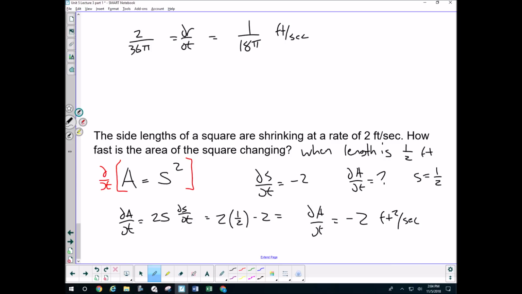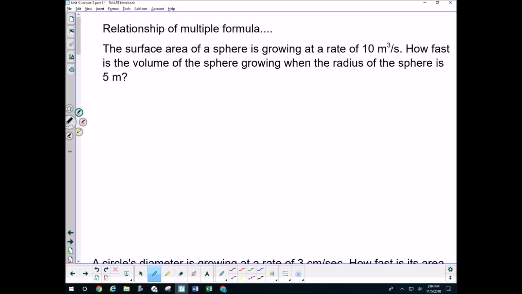Okay. Next question. Upping the level of difficulty, we're going to be dealing with multiple formulas. Talking about the surface area of a sphere growing at a rate of 10. This would be squared meters per second. So fix that in your notes. How fast is the volume of the sphere growing when the radius of the sphere is 5 meters? You'd be given that the surface area of a sphere is 4 pi r squared. You would be given that the volume of a sphere is 4/3 pi r cubed.